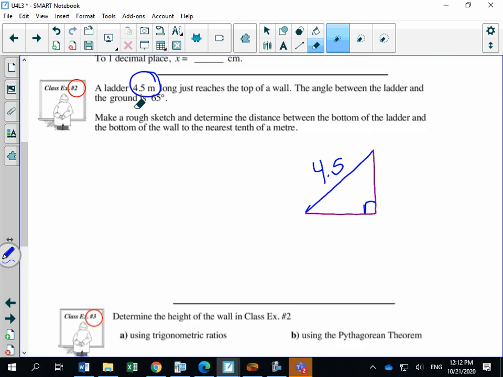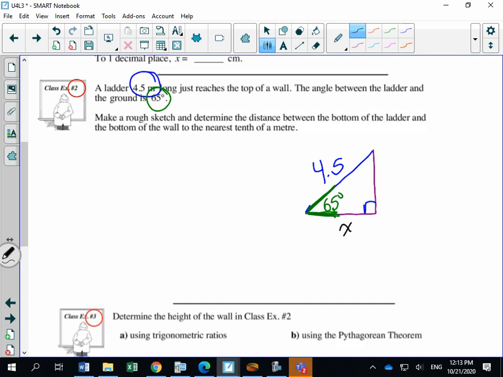So here's how I figure out this. I'm going to trace it. Here's the ladder. Here's the ground. This angle here is 65 degrees. Make a rough sketch, which we did, and determine the distance between the bottom of the ladder and the bottom of the wall. Do you know where you're putting your X? It either goes here or it goes here. Ella, what do you think? Bottom of the ladder to the bottom of the wall. Do we want it down here or up here? Down. That's where the X goes. Okay, that would be X.